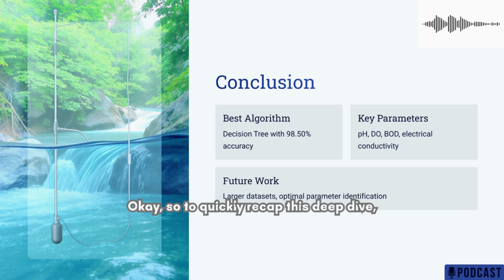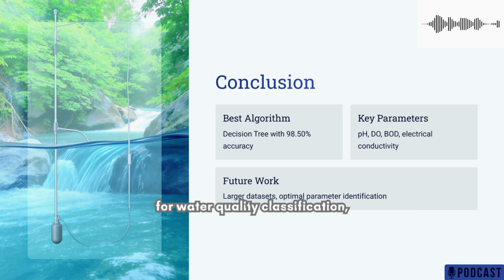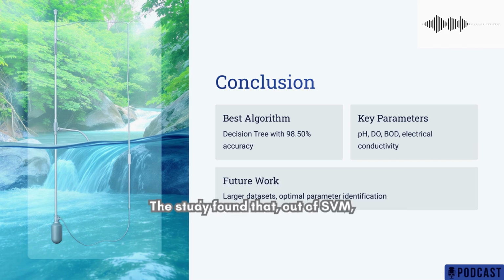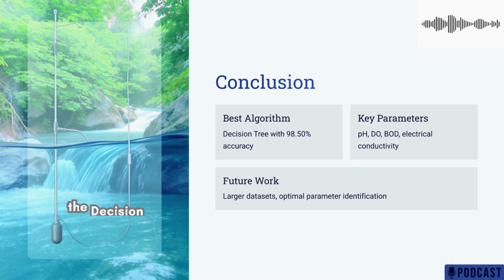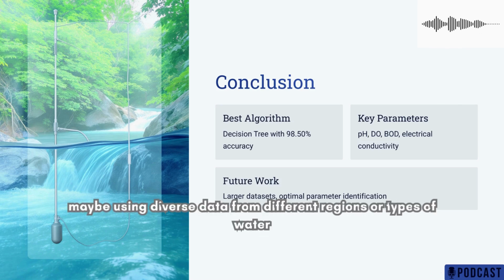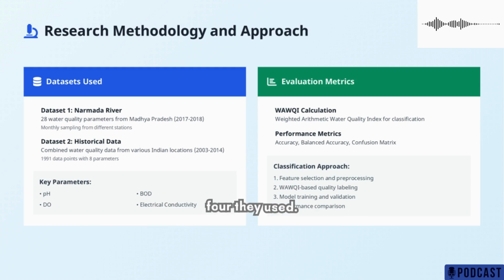Okay, so to quickly recap this deep dive, we looked at this research paper comparing machine learning models for water quality classification using real Indian River data, 4 key parameters, and the weighted arithmetic water quality index. The study found that, out of SVM, Naïve Bayes, and decision tree, the decision tree algorithm proved to be the most effective, especially hitting that impressive 98.5% accuracy on the larger dataset. Right. And it makes you think, doesn't it? The paper itself mentions directions for future work. Things like using even larger data sets, maybe more diverse data from different regions or types of water bodies, and also identifying other parameters beyond just the 4 they used.